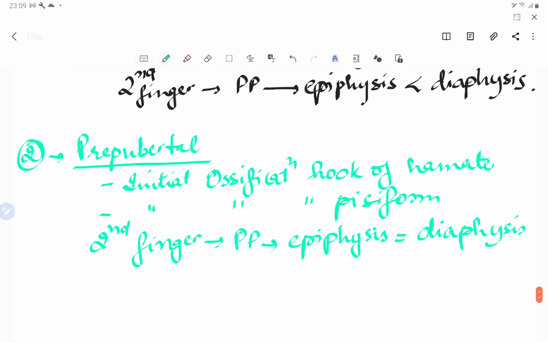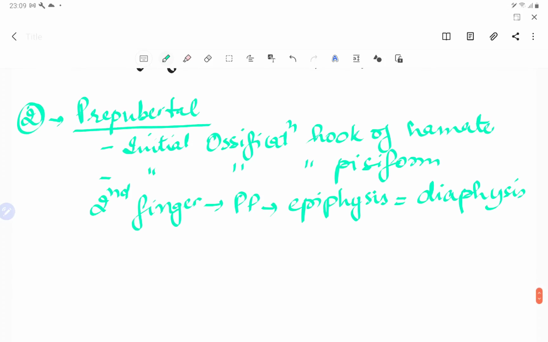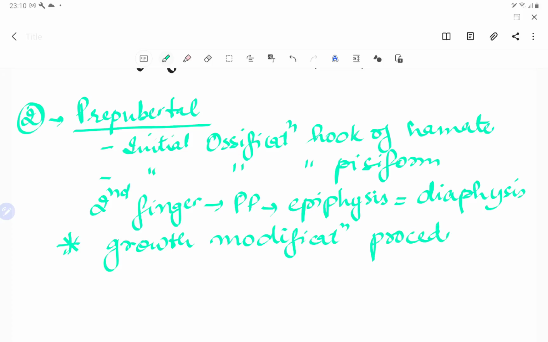Right. So the prepubertal stage is prior to the onset of the adolescent growth spurt, because this is pre-puberty. So this is before the puberty, prior to the onset of the adolescent growth spurt. So any growth modification procedure can be done during this period.